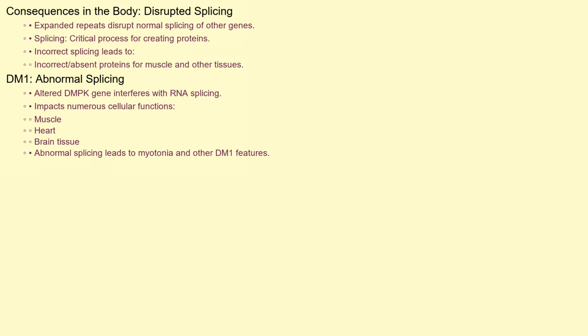Now, let's talk about what happens in the body. Those expanded repeats we just mentioned disrupt the normal splicing of other genes. Splicing is a crucial process where specific parts of our genes are pieced together to create proteins. When it goes wrong, proteins crucial for muscle and other tissue function are incorrectly produced or absent altogether. In DM1, for example, the altered DMPK gene interferes with RNA splicing, impacting numerous cellular functions, particularly in muscle, heart, and brain tissue. This abnormal splicing is what ultimately leads to the characteristic myotonia and other features of the disease.